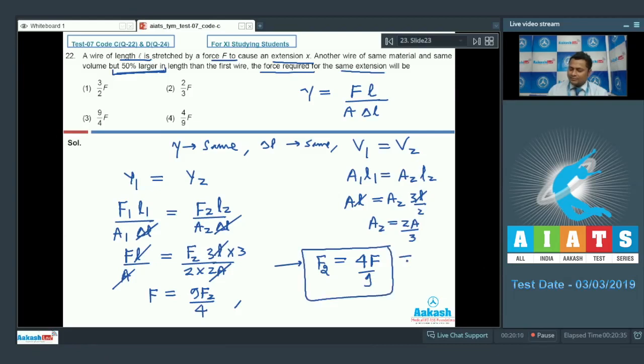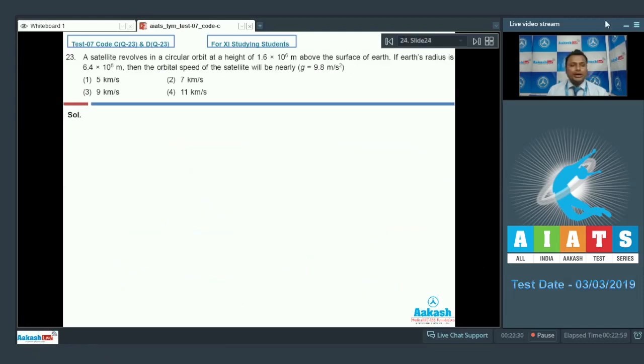So this is our final answer which we have to find out, and if we look at the options, we can say that option number 4 is absolutely correct. So we will go with option number 4. Now let us proceed to the next question, that is question number 23. So here is question number 23.